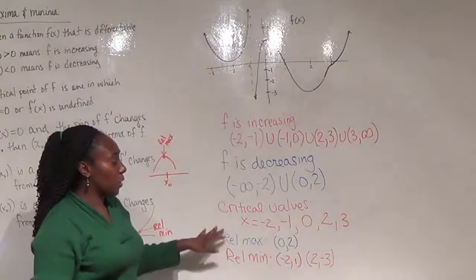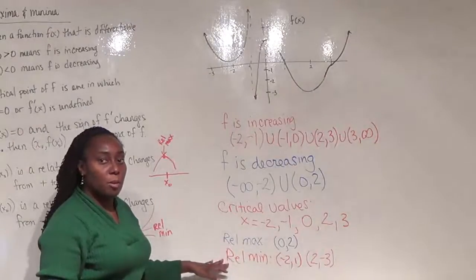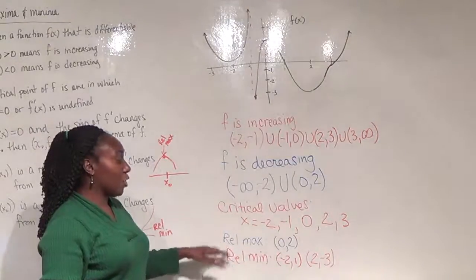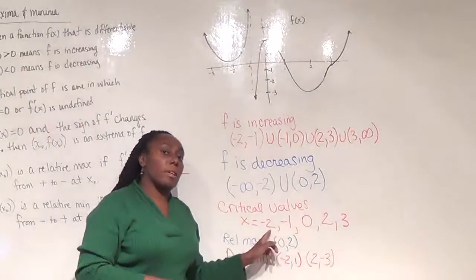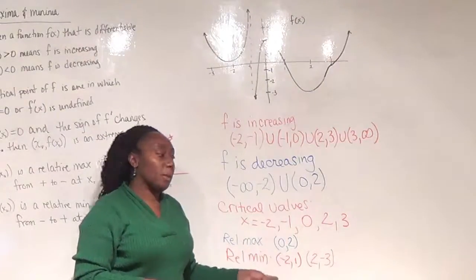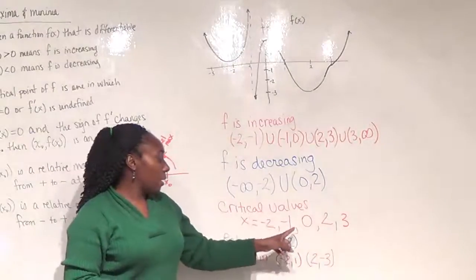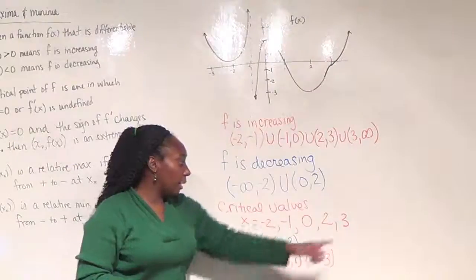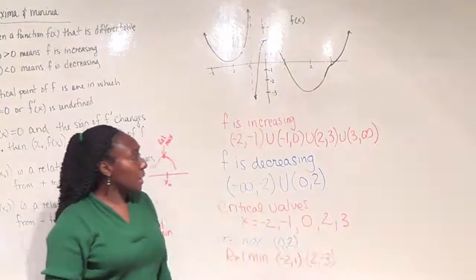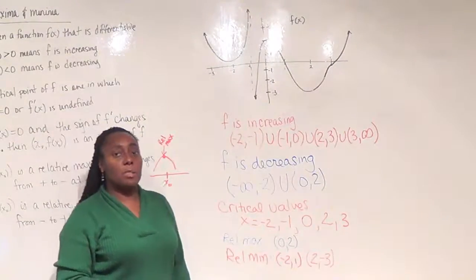So it is possible for a function to have more than one extreme value and more than one of each type extreme value. And there can be places that are critical values, but not extrema. So for example, negative 1 is a critical value, but it's not an extreme value. And likewise, 3 is a critical value, but it's not an extreme value.